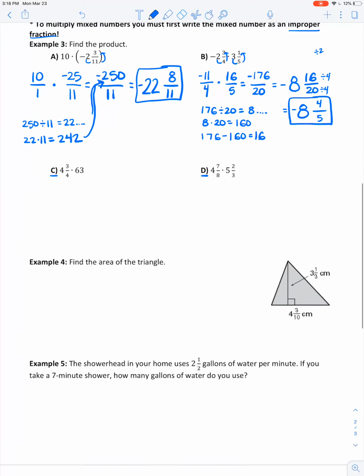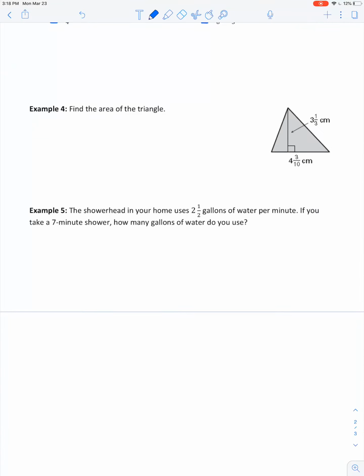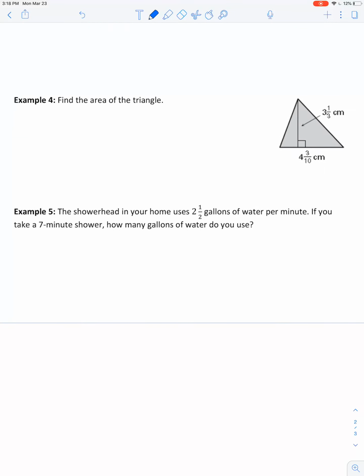Okay, looking at example 4, it says find the area of the triangle. So the area formula for a triangle is 1/2 times base times height. The base of a triangle is this bottom right there. That's going to be my B, my base. And the height of the triangle, that's right here. It's actually the perpendicular distance to the base.